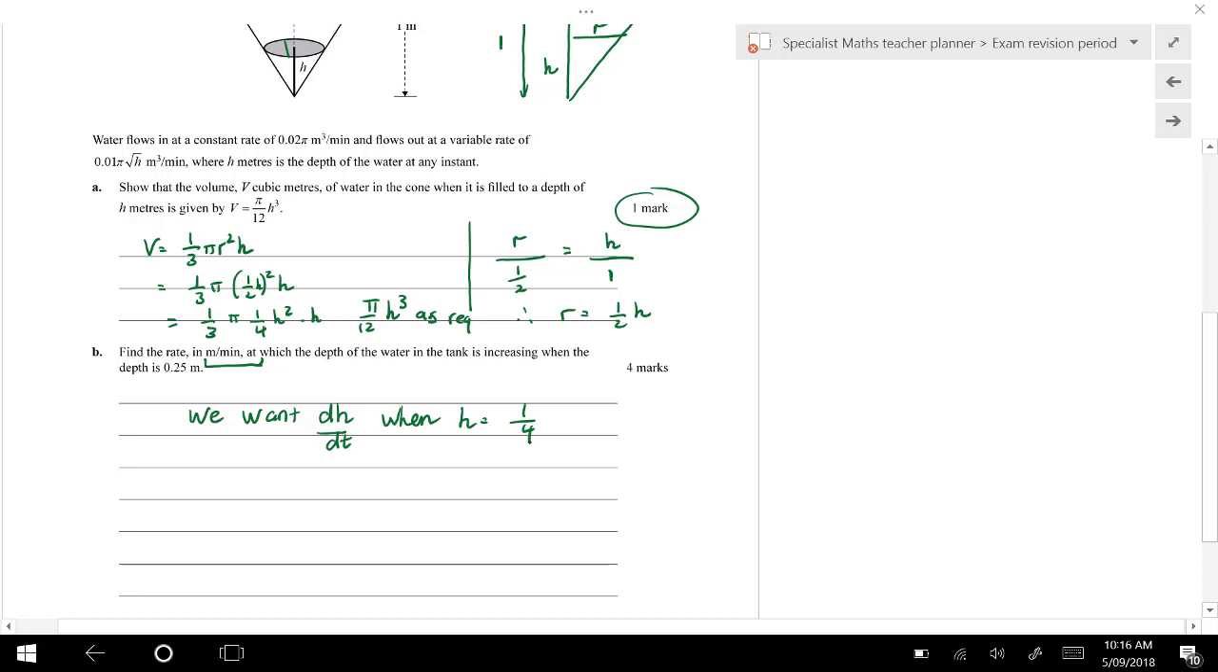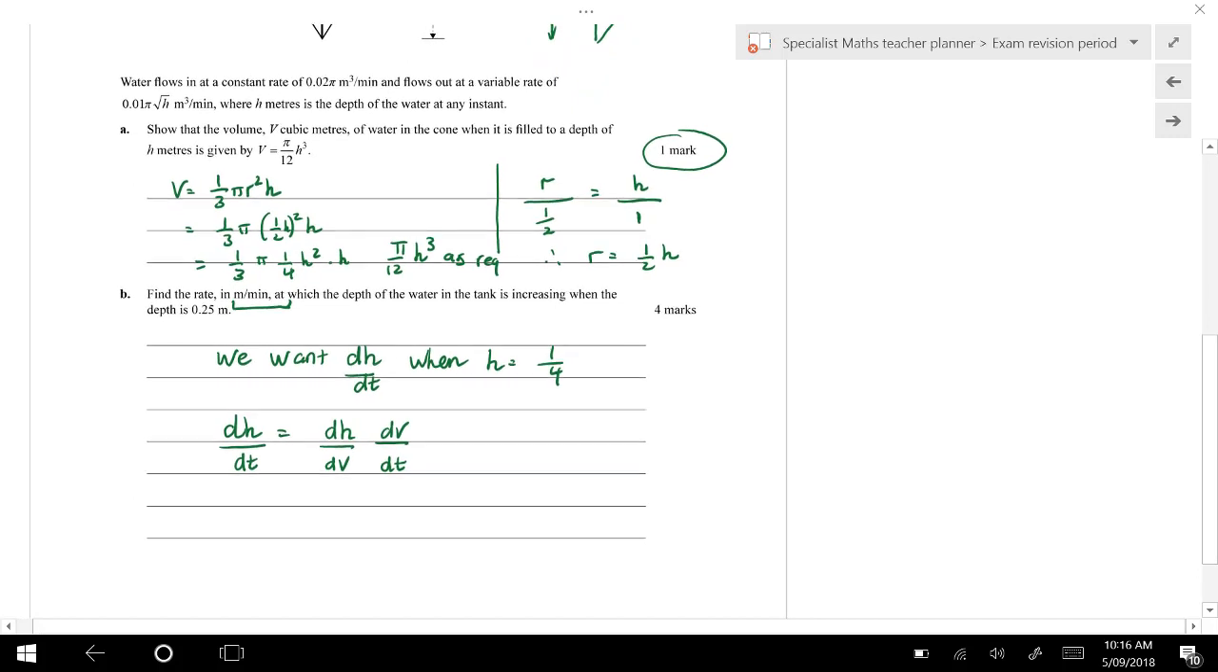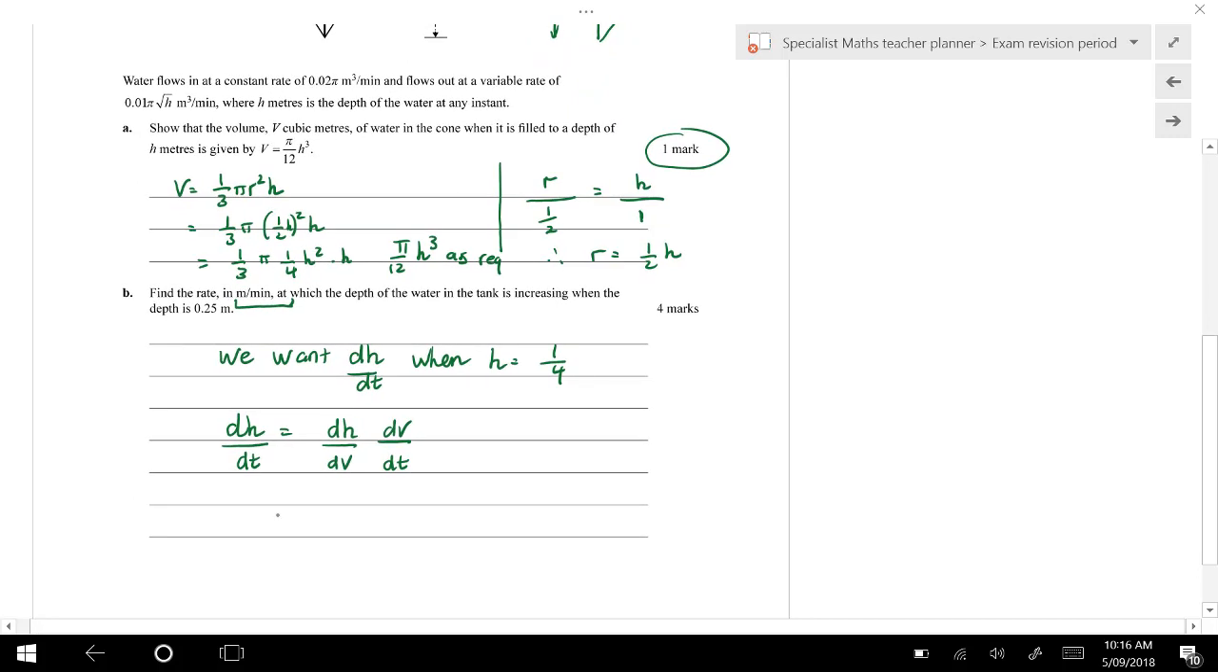Okay. Now, once you do that, we've got a V in there, so dH/dt, write it out like this. Our missing component is V. So first of all, we want to find dV/dH. No need to do that in the calculator. You can do that quite easily, can't you? Bring that 3 out the front. That's going to be a quarter pi h squared on a quarter.